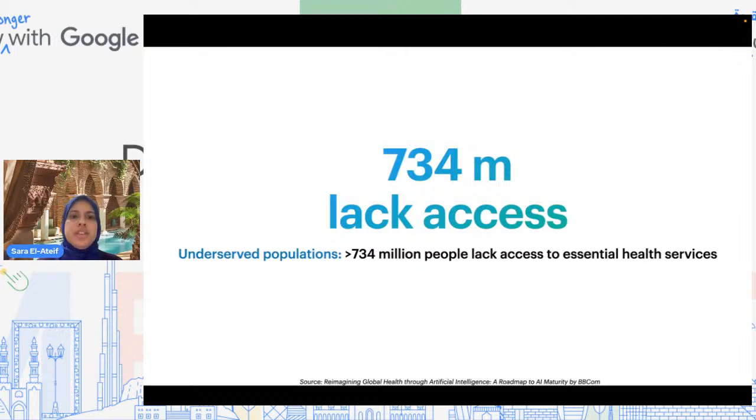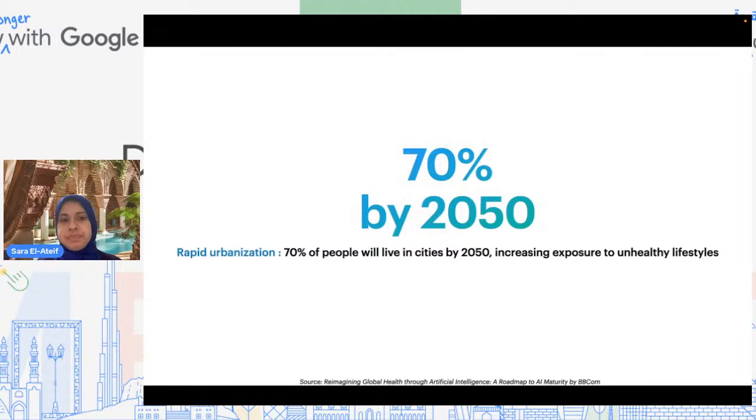professionals, and those are what we call underserved populations, and we have more than 734 million people without access to essential health services, and that's a huge number.